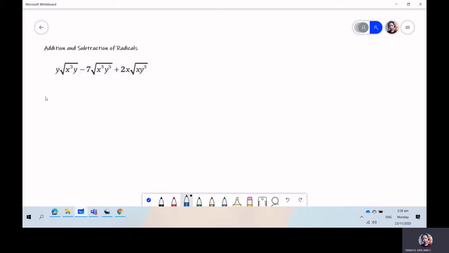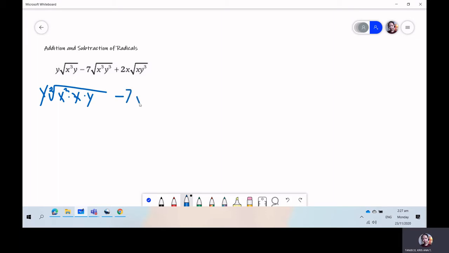So for us to understand this better, let's work with the following. We have here y square root of, and remember when we talk about the square root, there's an imaginary 2 here, so I can just write 2. Then again, we are going to split x cubed in such a way that one part must be divisible by 2. So x cubed is the same as x squared times x.